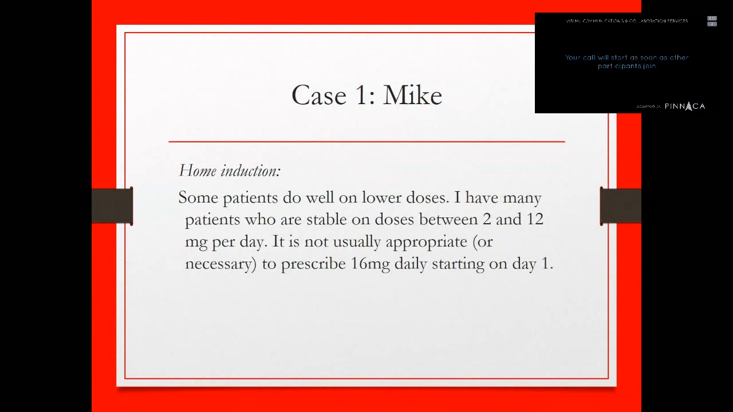So some patients do well on lower doses. I have a lot of patients who are stable on doses between 2 and 12 milligrams a day. I don't think it's usually appropriate or necessary to prescribe 16 milligrams a day starting at day 1. In the case of Mike, I prescribed him, or I could have prescribed him, 14 4-milligram films, or the equivalent in Zubsolv tablets or Bunavail, for the first week.